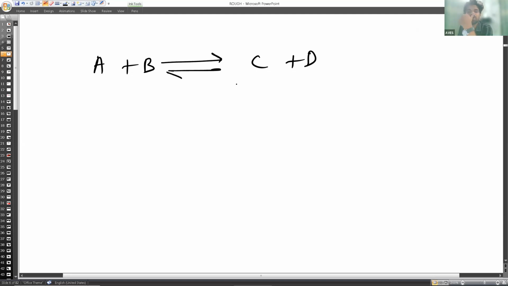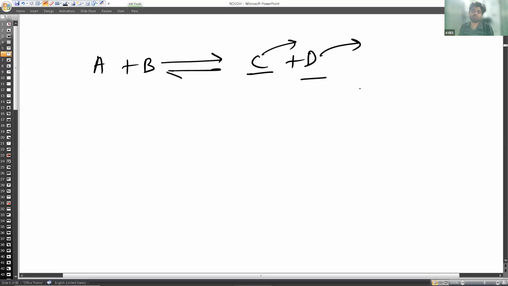Okay, now if I'm removing the D and C as C and D are formed, I remove them. Are you getting this one, Nabeel? Yes. So if you remove C and D, the reaction will keep going forward.